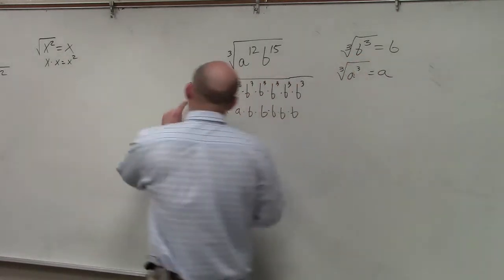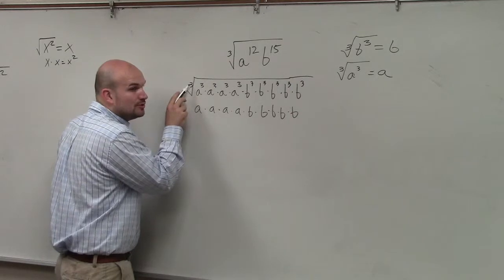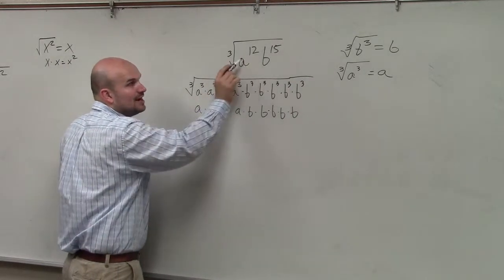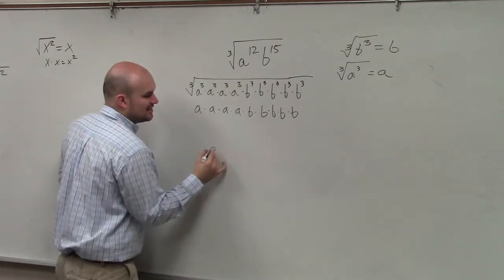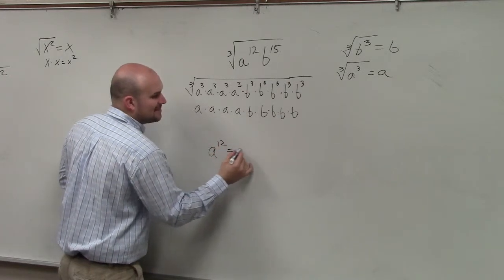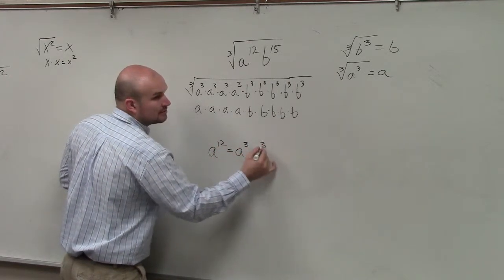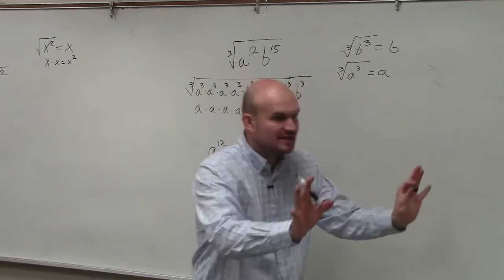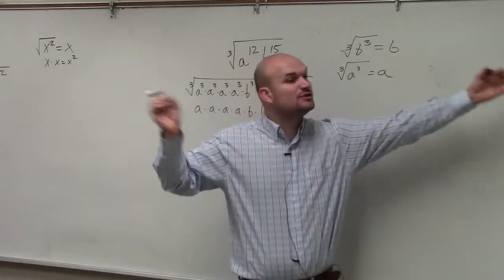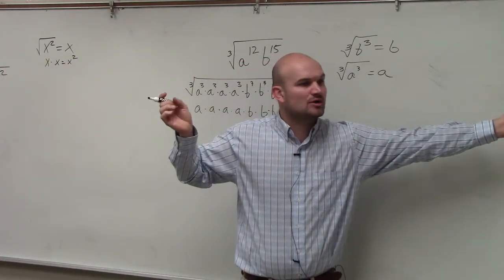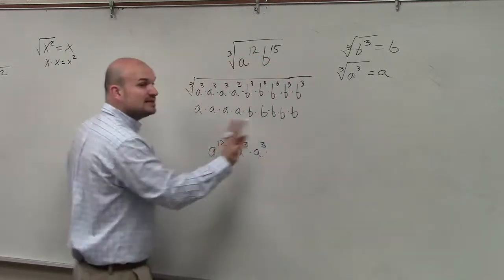Remember, what I did is I'm rewriting a to the 12th. What I want you to understand is a to the 12th is the same thing as a cubed four times. I just worked it all out. That's fine. And remember on the first problem I did it two different ways. You can do it either way, and that works fine. You're doing the exact same thing.